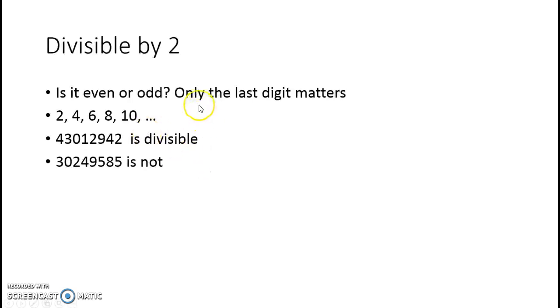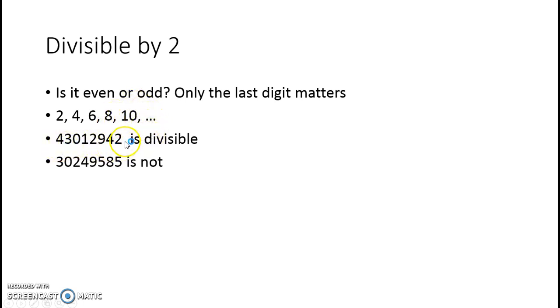Obviously, the first one we will start with, 1, everything is divisible by 1, so we're not even going to mention that. But divisible by 2. So obviously the question is: is it even or odd? Only the last digit matters. So 2, 4, 6, 8, a 0, right? Those are all divisible by 2.